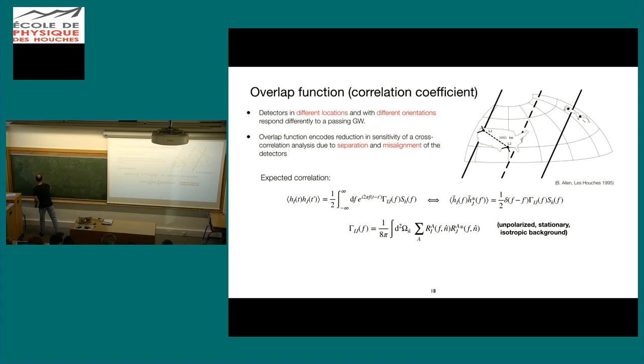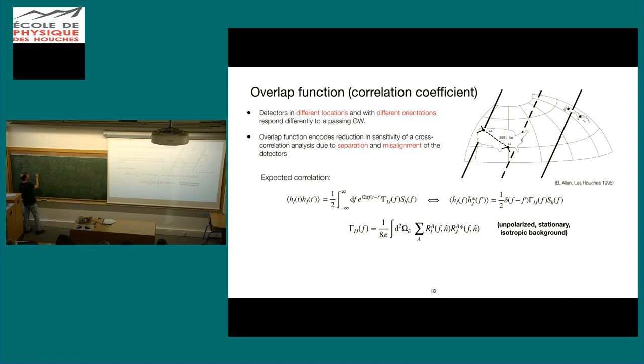Remember, we had that h tilde of f could be written as an integral over the sky, a sum over polarizations, R_A(f, n hat) h_A(f, n hat). I think that's right. So that's the expression for the detector output. We'll do it first for detector I, and then we'll have something similar for detector J.